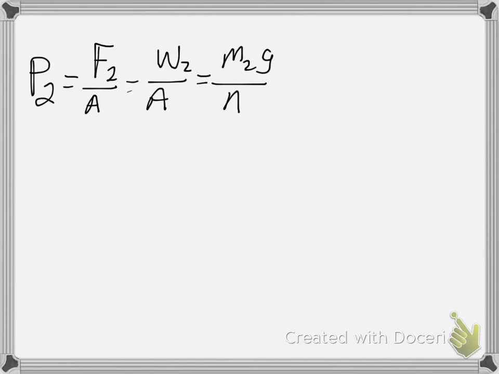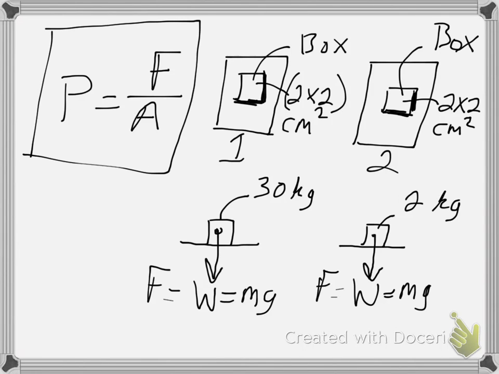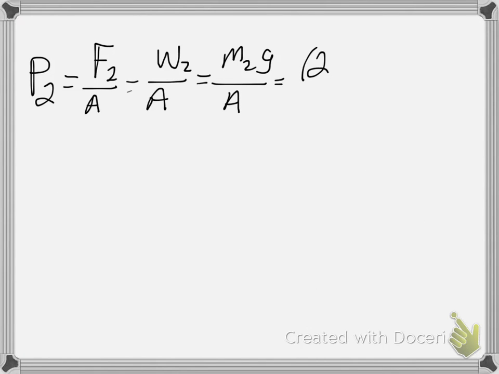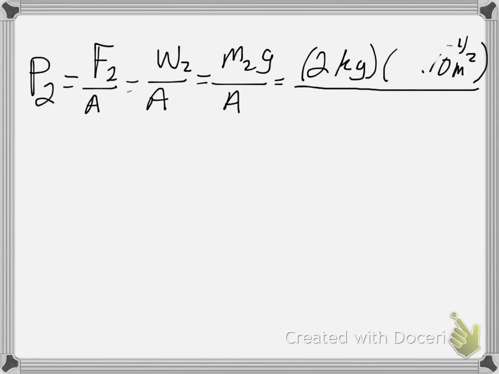All right, so let's calculate the second pressure. P2 is going to be F2 over A, or the second weight, and let's remind ourselves the mass was only 2 kilograms. And we had 4 times 10 to the negative 4 meters squared. Oh, whoops. That's the area, not gravity.